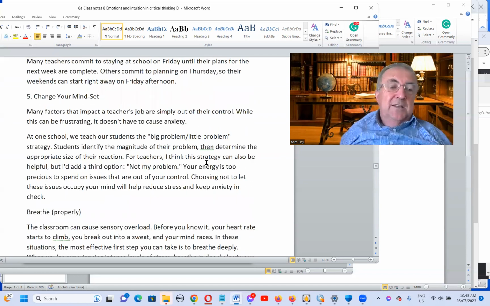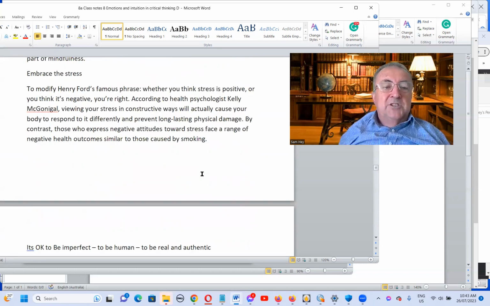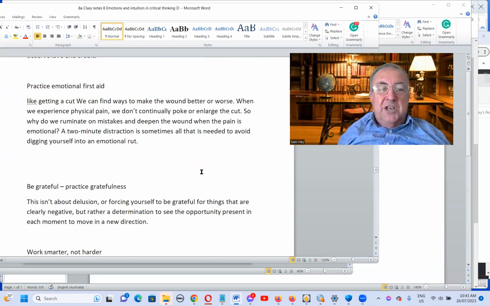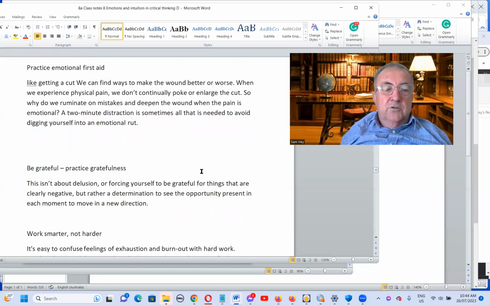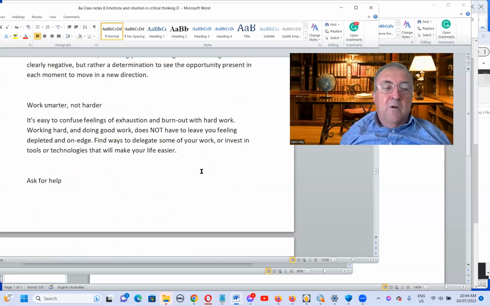Change your mindset from negativity to the positive. Focus on the positive. Realize big problems can be seen as small problems. Embrace the stress and realize it can have positive outcomes. Practice emotional first aid for yourself and others. So just as when you're hurt, first aid is don't poke or enlarge the cut, but rather cover it and treat it well. Be grateful and think of the things you can be grateful for.